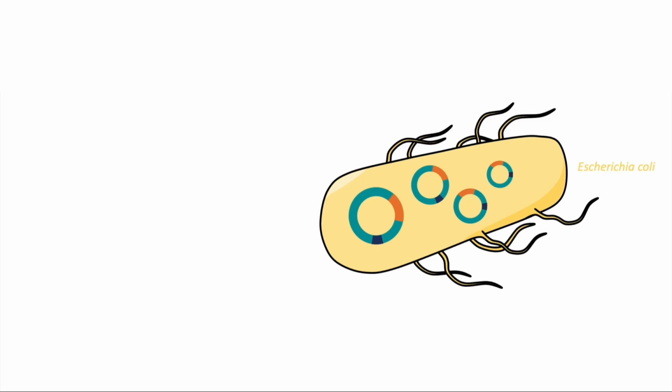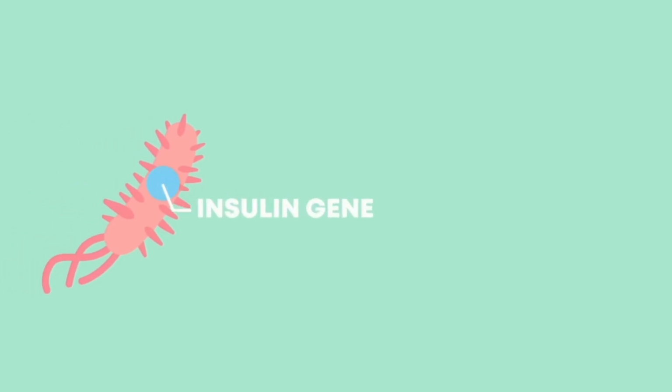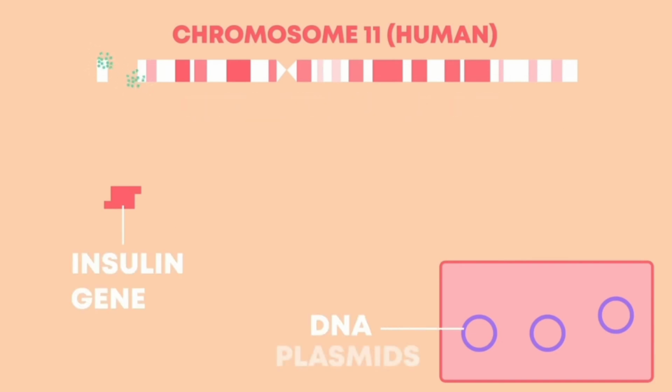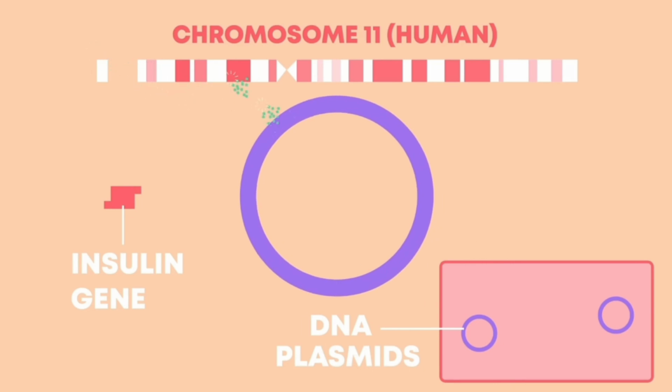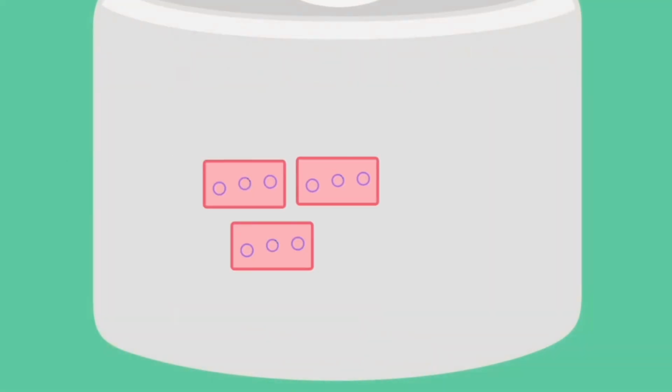Well, that's it. Gene cloning is a technique used to produce clones with identical genetic makeup. Let's learn how to produce transgenic bacteria that can form insulin. The target gene is cut from the chromosome using a restriction enzyme. The DNA plasmid is isolated and cut using the same restriction enzyme to ensure that both the insulin gene and the plasmid have complementary sticky ends. The target gene is then inserted into the plasmid using DNA ligase. The recombinant DNA is introduced to the host cell and allowed to be reproduced.